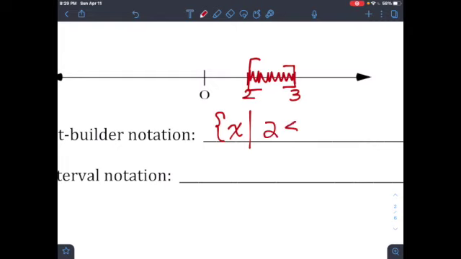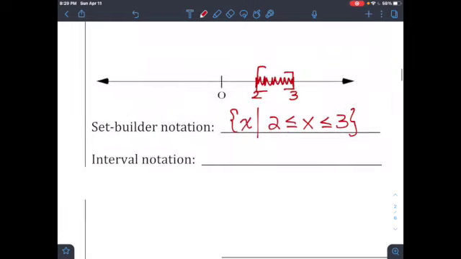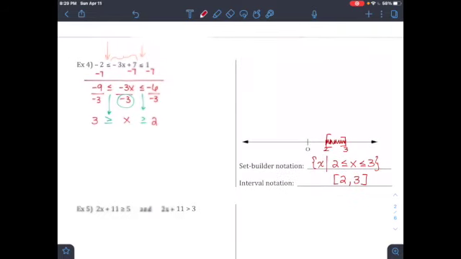2 is less than or equal to x is less than or equal to 3. And if you want to do the interval notation, it's going to be [2, 3], just like your picture above it. And that's example number 4. Please try your example number 5.